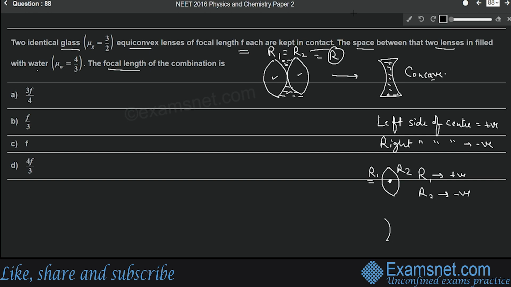But for concave lens, this is the concave lens. Here, where will be the center? This is the center of the left one, so center is here. So this time R1 will be negative because this R1 is on the right side of the center, and the center of the other one will lie here. So the second face is on the left side of the center. That means R2 will be positive. So we have seen that for convex R1 will be positive, R2 will be negative, but for concave R1 will be negative and R2 will be positive. Just opposite. Now let's start.